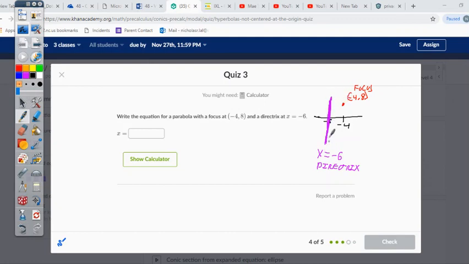First of all, we have a vertical directrix and a focus to the right of the directrix. So I can tell this is a horizontal parabola. I can tell that right away from the directrix. That opens right.